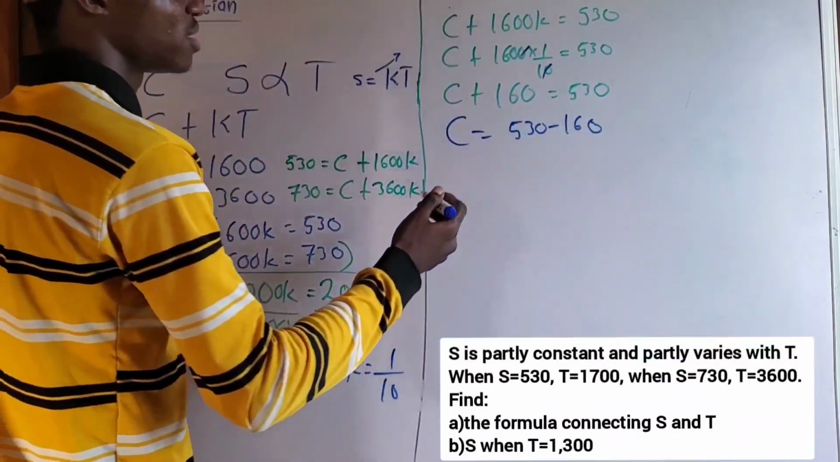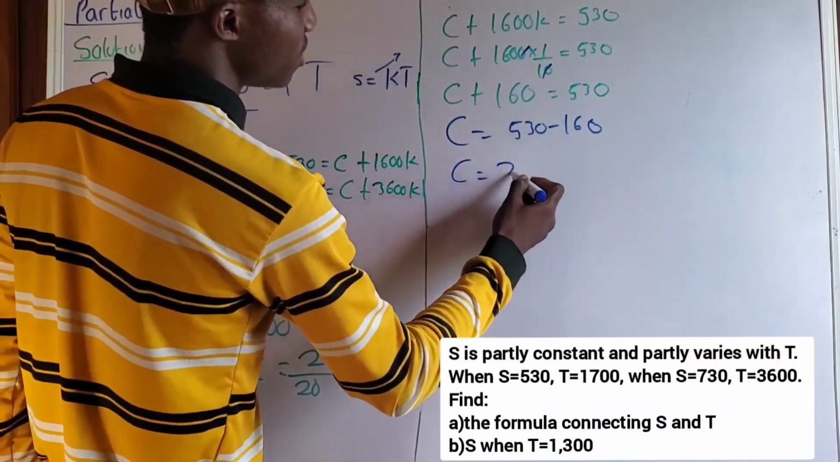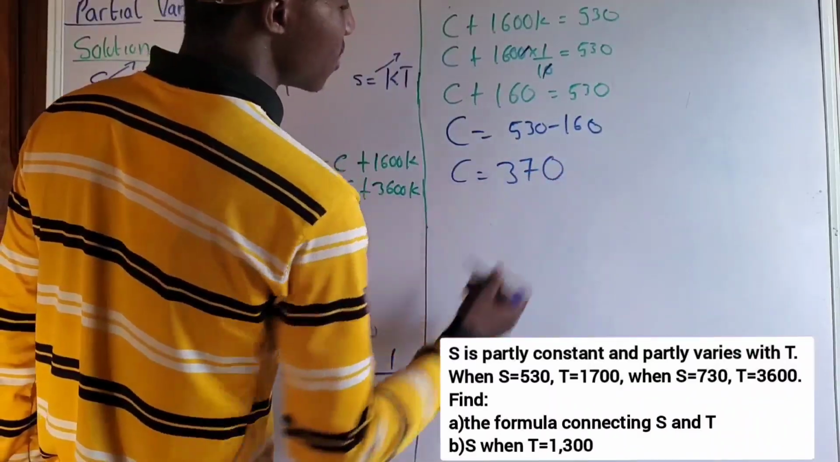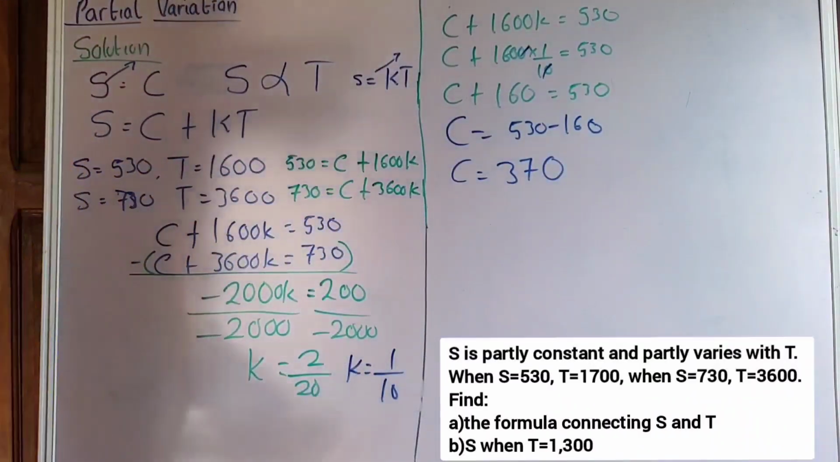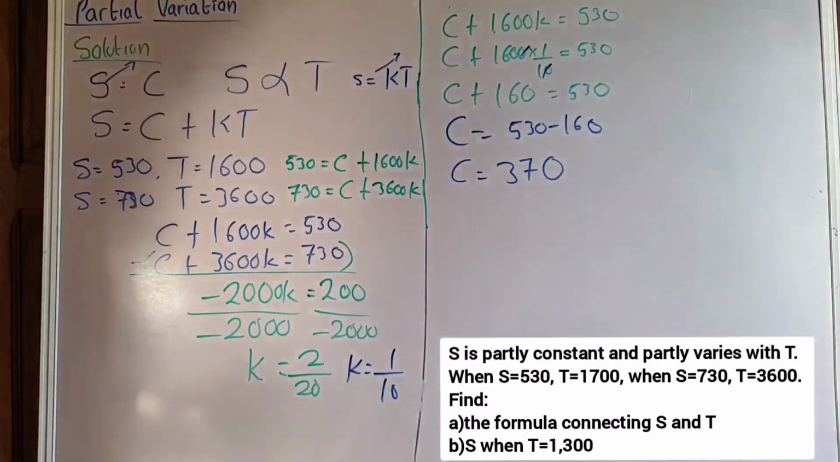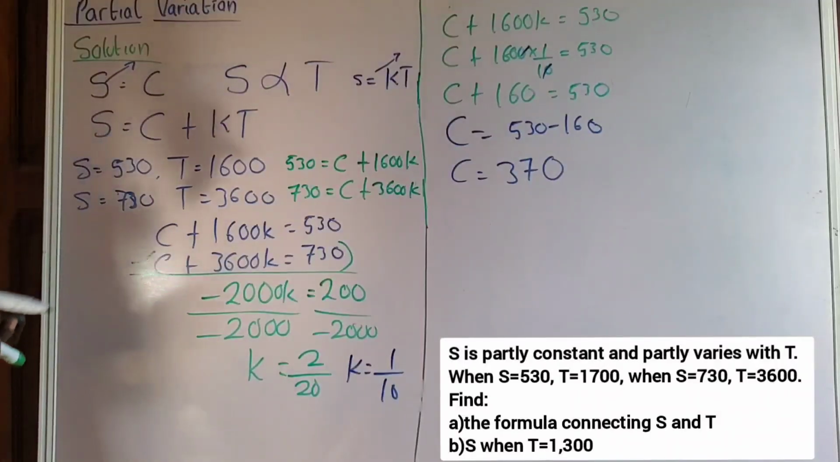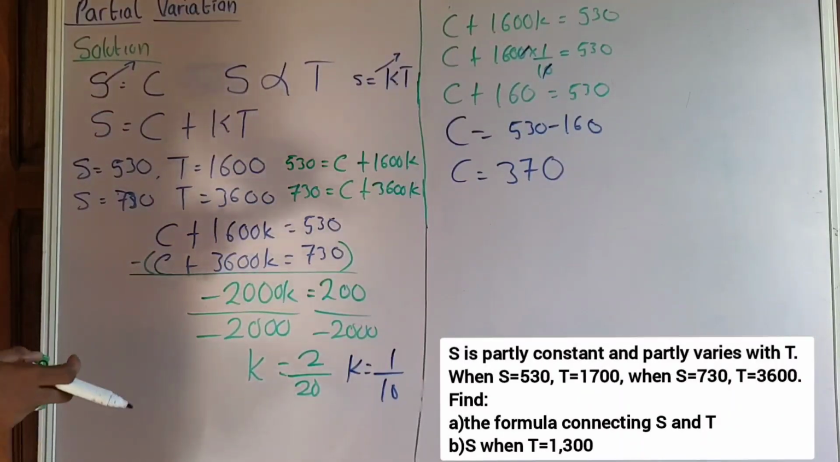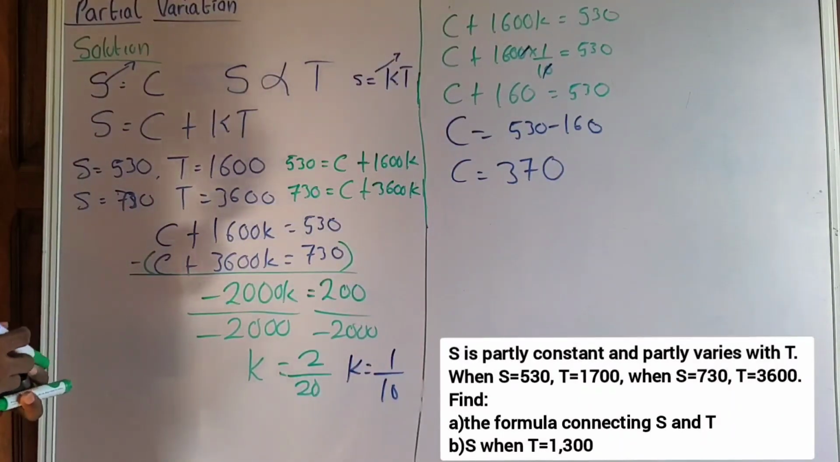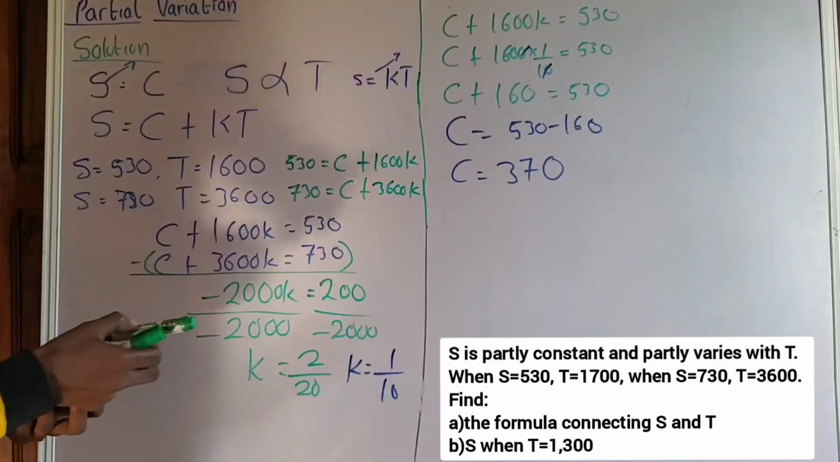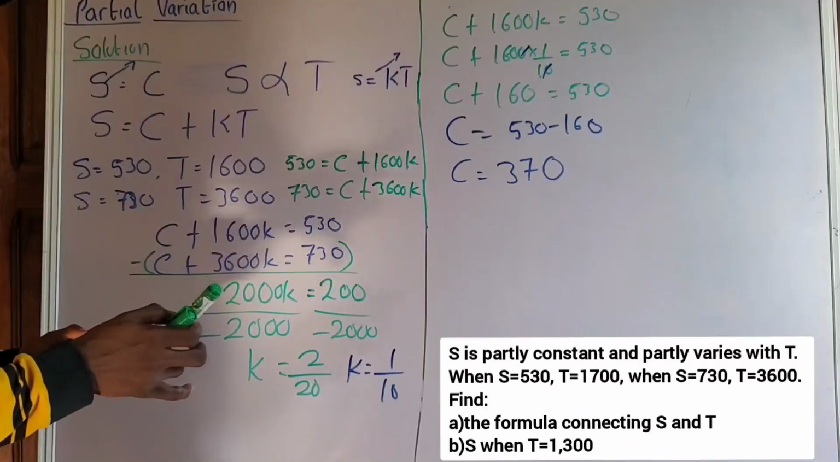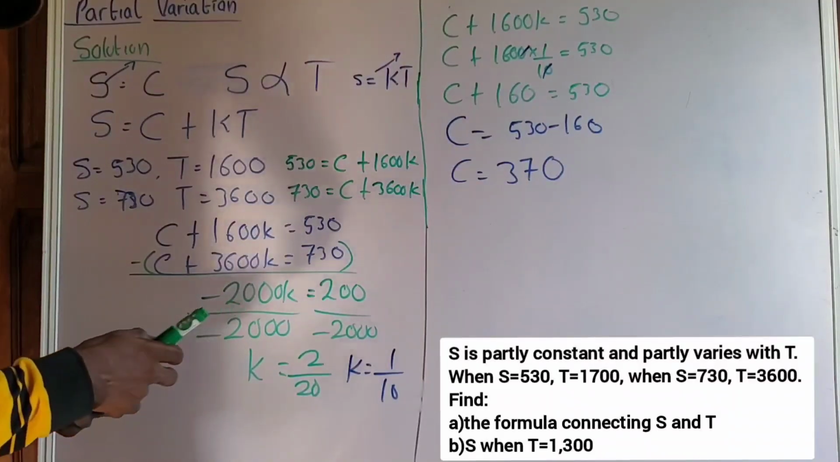530 minus 160, that is c equals 370. Okay, so having gotten the value of c as 370, we can go back to this equation. Are you getting it? You can go back to this equation and replace the values of c and k as 370 and 1 over 10 respectively.